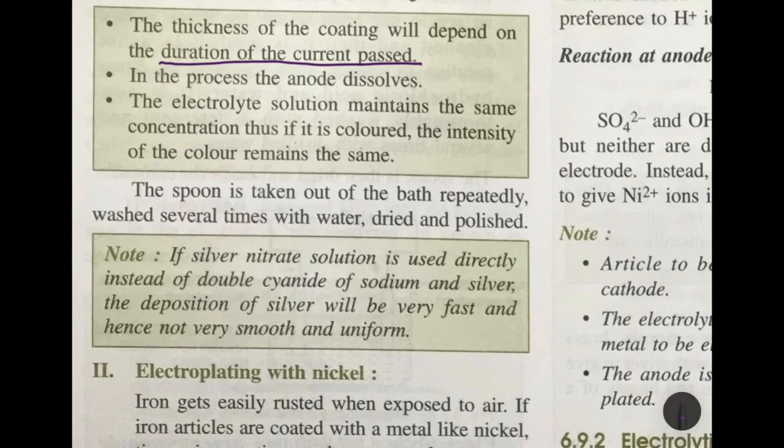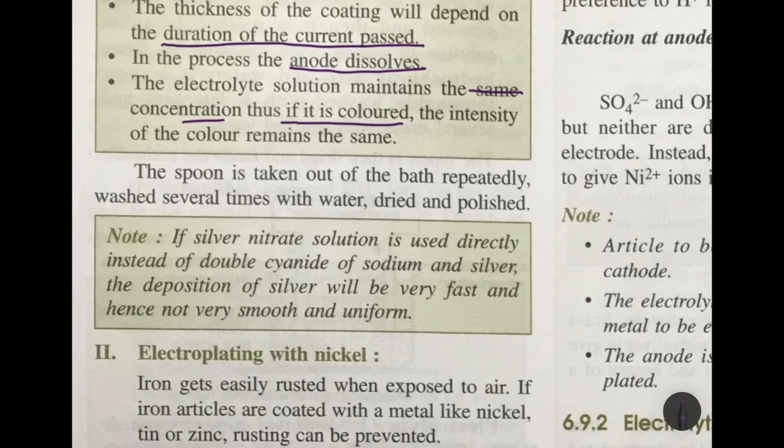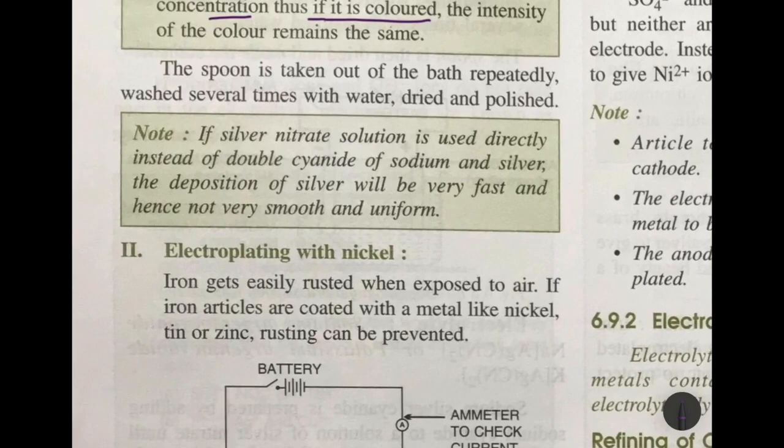And you know, in the process the anode dissolves, because the silver block is continuously changing into silver ions, and the electrolyte solution maintains the same concentration. So if it is colored, the color will remain the same. Now the spoon is taken out of the bath, washed several times with water, dried and polished. So you take it out, you wash it, you dry it, and then you polish it, and then the brass spoon turns into a silver spoon.